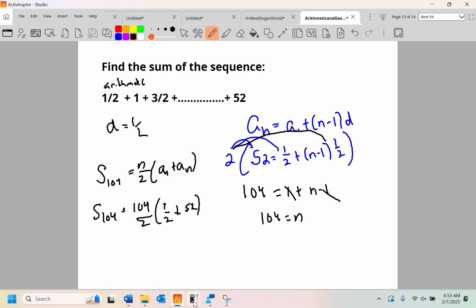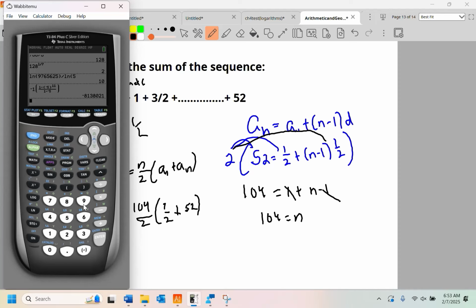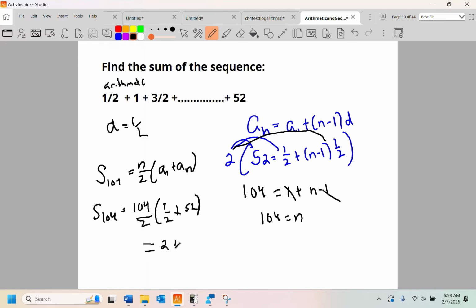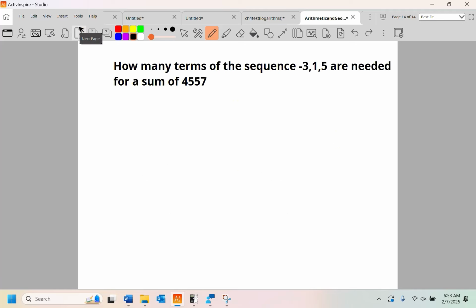At this point, I know that's 52, that's 52.5. You just type it all in if you want. 2730. What if I told you there was an even bigger shortcut? Problem is I can't show it to you.